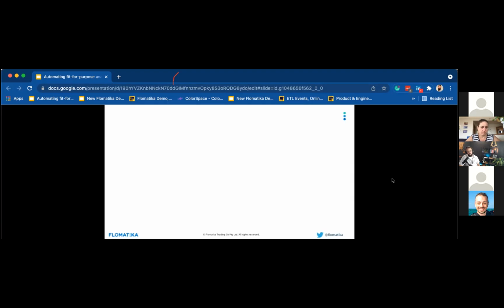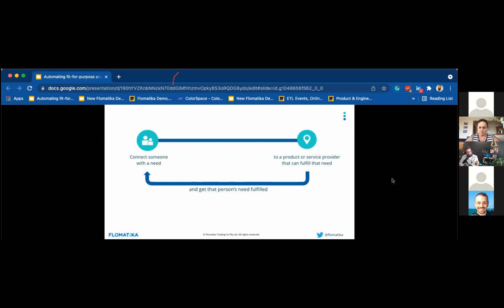All right. So let's understand value streams or services. What is that really? The concept of a value stream is pretty simple. You connect someone with a need to a product or service provider that can fulfill their need, and get that person's need fulfilled. And voila, there you have a value stream, as simple as that, right? It's all about satisfying customer needs.